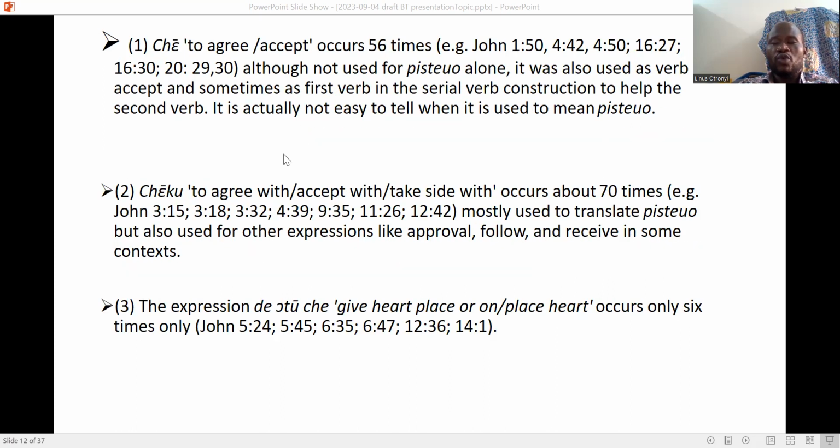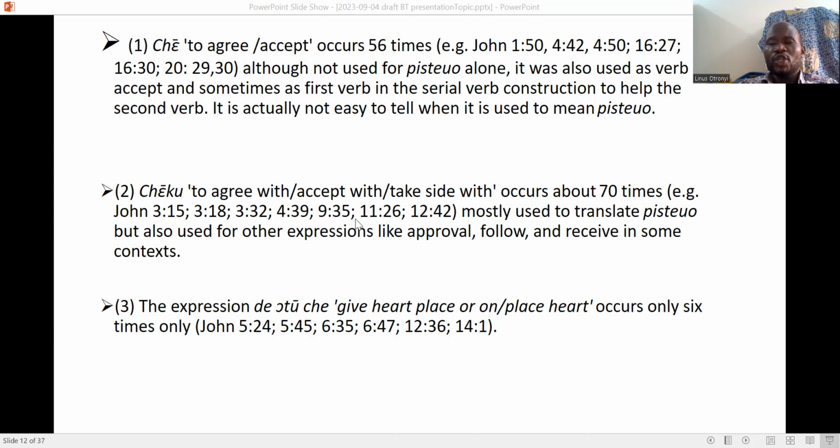2, cheku, which is a composite word, including che and ku, which means to agree with, accept with, take side with, and this occurs 70 times, and some of the references are listed. Mostly used to translate pisteo, but also used for other expressions like approve, follow, and receive in some contexts.